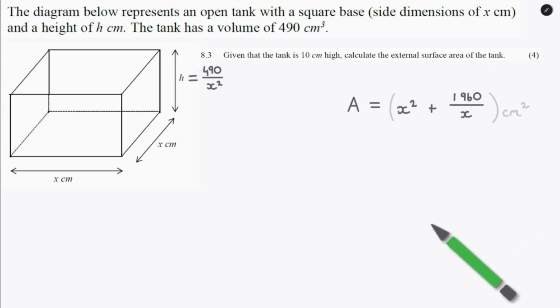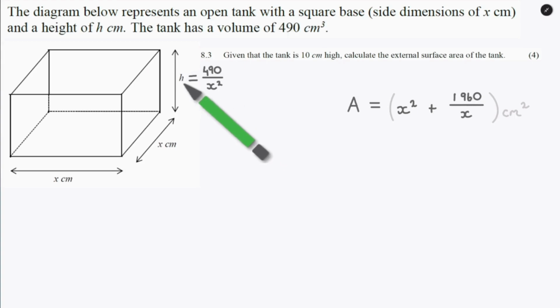In question 8.3, we've been asked to calculate the total external surface area of the tank if we are given that the tank is 10 centimeters high. So what they've actually given us is this h over here. They told us this h is 10 centimeters. So we can put that h in there, we can replace this with 10 and work out x, put it into this area expression, and then it's going to pop out our answer. So let's go ahead and start nitpicking this.